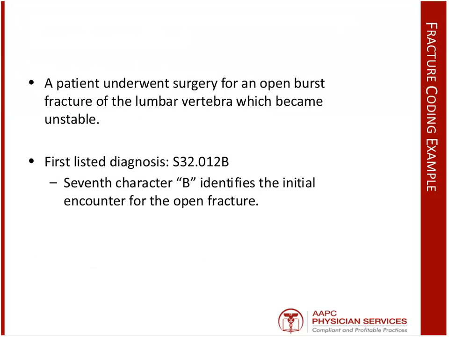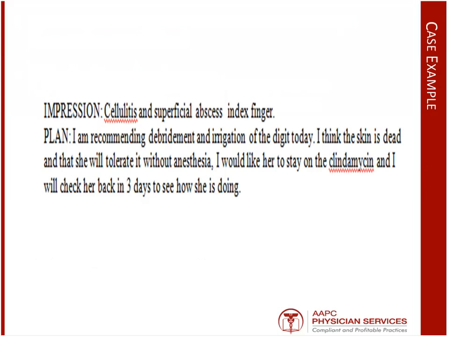Here's a little example. Patient undergoes surgery for an open burst fracture of the lumbar vertebra, which became unstable. So we would have S32.012B. The B would identify that it's an initial encounter for an open fracture. Now, looking at a few case examples before I open the questions. It's just a couple quick ones to go through.